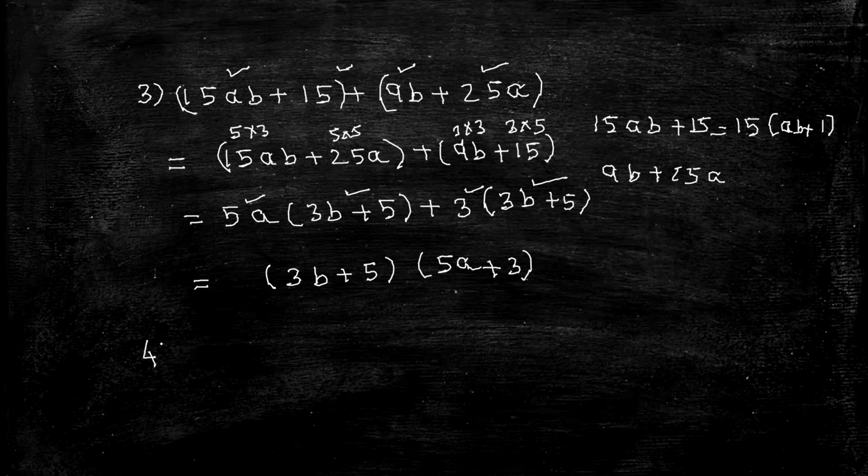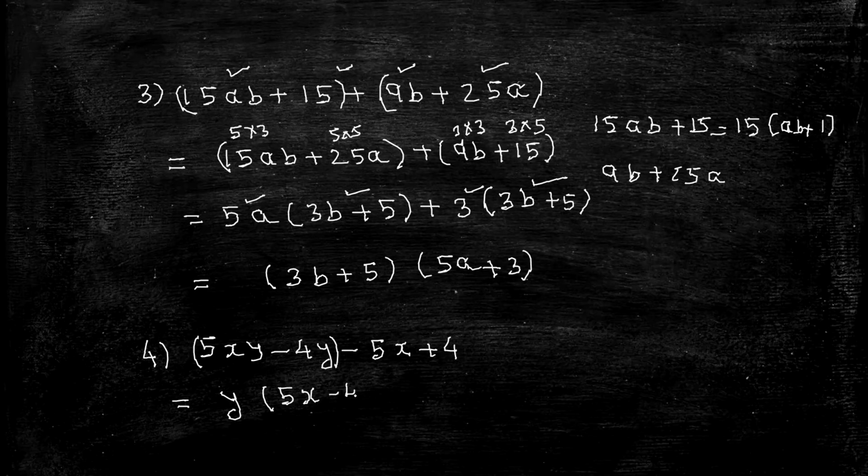Let's try out another example which involves some negative terms. 5xy minus 4y minus 5x plus 4. Now let's just try taking a common factor by combining these two terms first. So what I see here is the only option I am having is y is common between them. So I'm left with 5x minus 4.